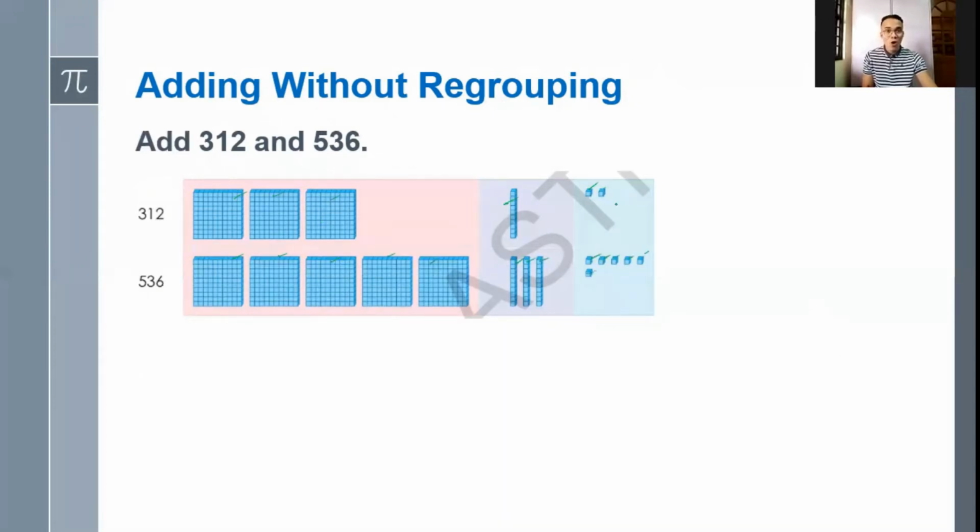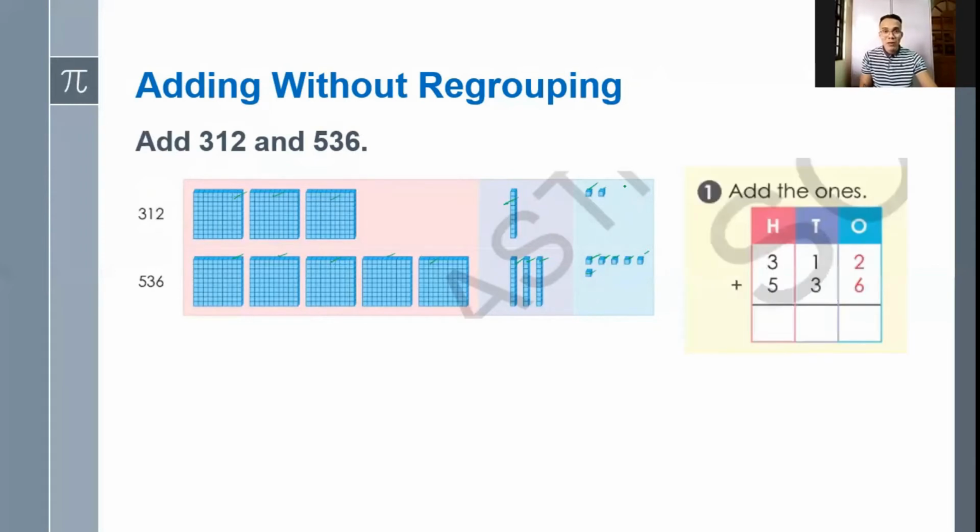There are 6 ones. And be careful in writing these numbers in our place value chart. We have 3 hundreds, 1 ten, and 2 ones for 312. And for 536, we have 5 hundreds, 3 tens, and 6 ones. Now, in adding numbers, you always have to start adding the ones. What place value again? Start adding the ones first. It's mandatory. Yes.